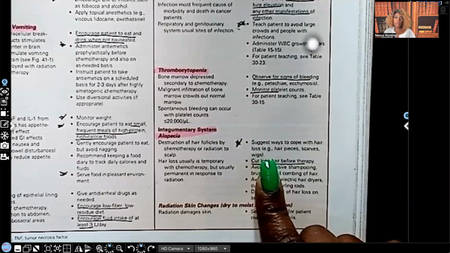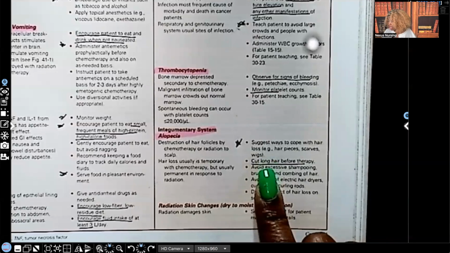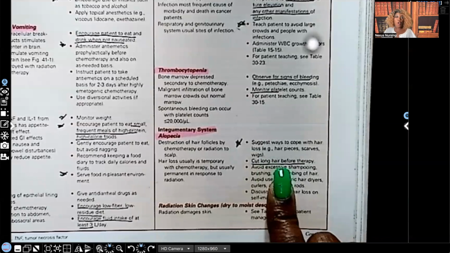That's when they're looking for a wig, because most likely they're already going to be depressed as it is. So you want to help the patient choose that wig before they start, preferably. Okay. Cut long hair before therapy, not when they're getting therapy and they're seeing that hair become dry and brittle and fall out.